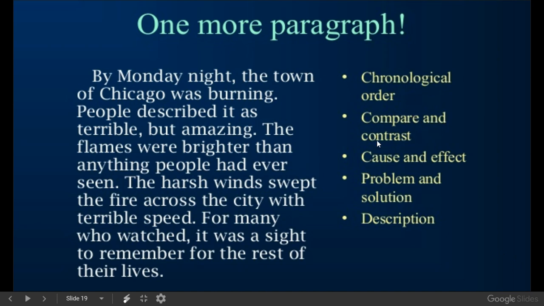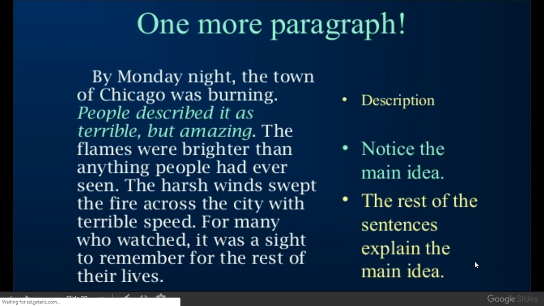Sequence, similarities, differences, compare and contrast, cause and effect, problem solution, or a description. So you see a lot of adjectives in this paragraph. People described it as terrible but amazing. This is a description text structure.